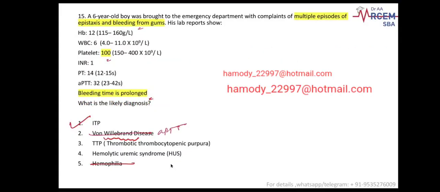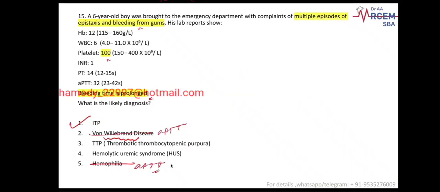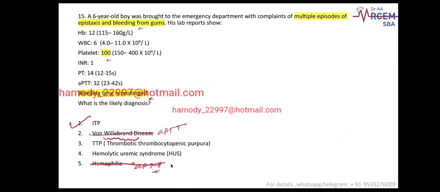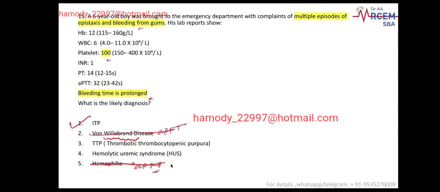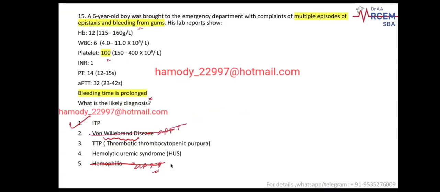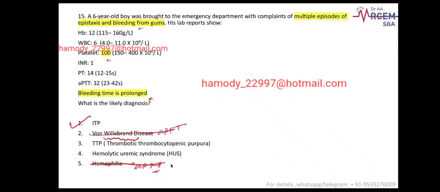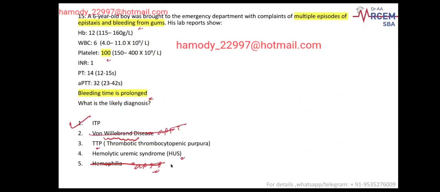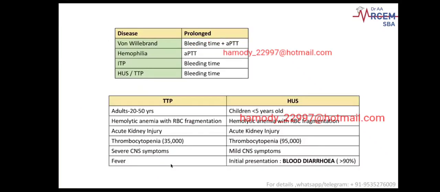In hemophilia, only APTT will be prolonged. Again, APTT seems to be in the normal range here. I have ruled those out. But what about thrombotic thrombocytopenic purpura and hemolytic uremic syndrome? Let us study more about this one.